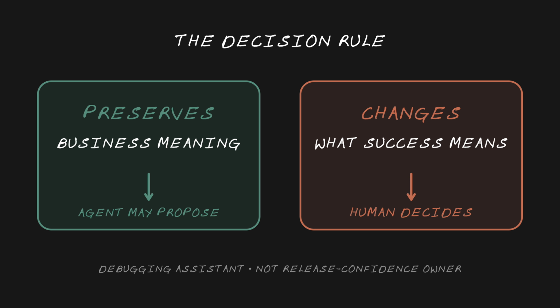Here is the rule I would keep. If a proposed change preserves the business meaning, the agent may propose it. If the change alters what success means, a human decides. So what would you allow automatically? Locator changes only or nothing without a pull request?